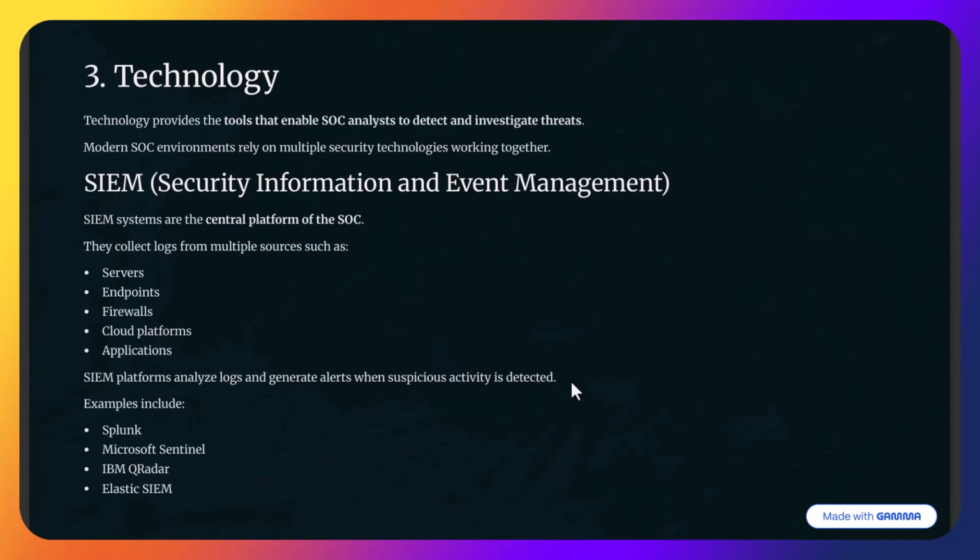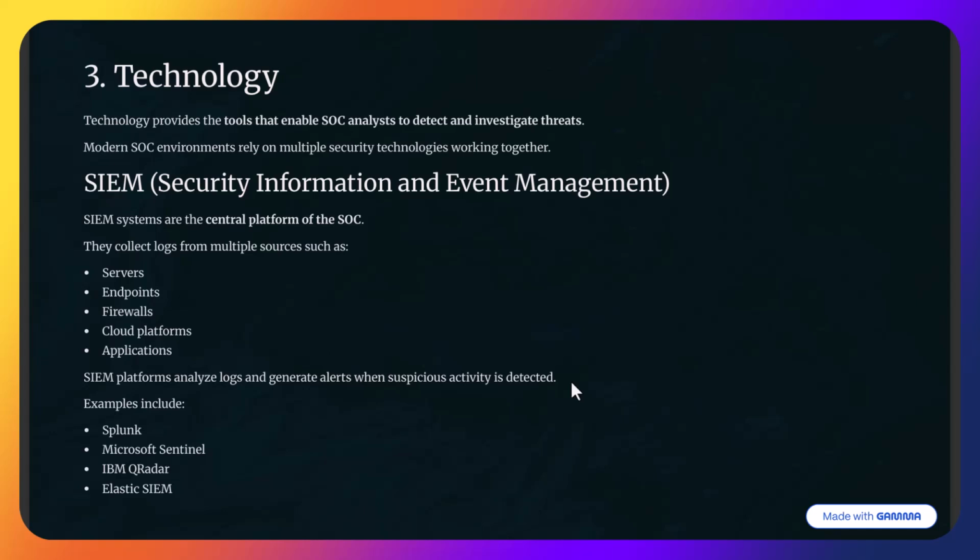The third, which is technology. We spoke about people, processes, and technology, which is the third one. Technology provides the tools used by SOC analysts to detect and investigate threats. Modern SOC environments rely on multiple security technologies working together.